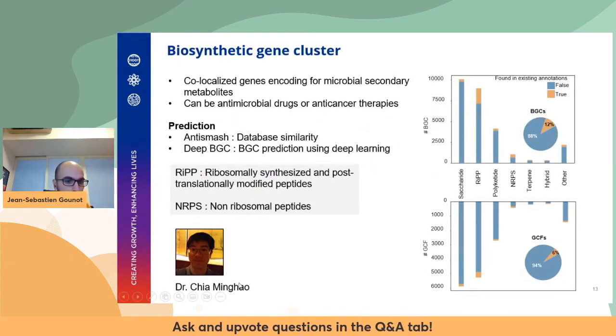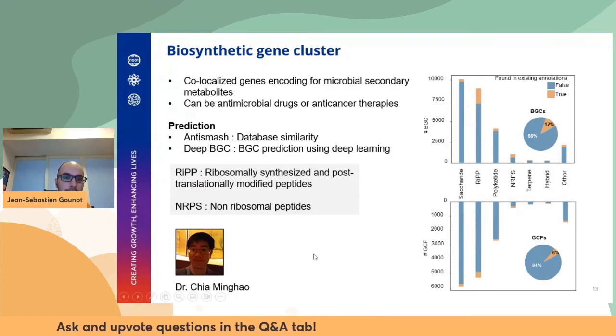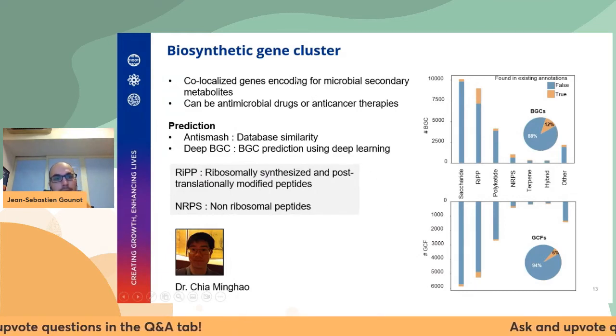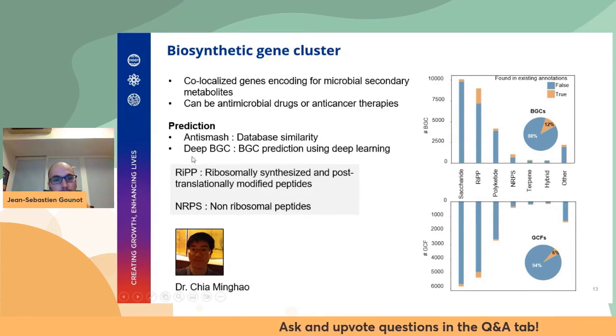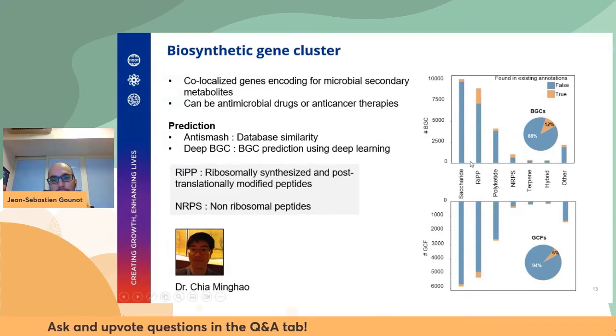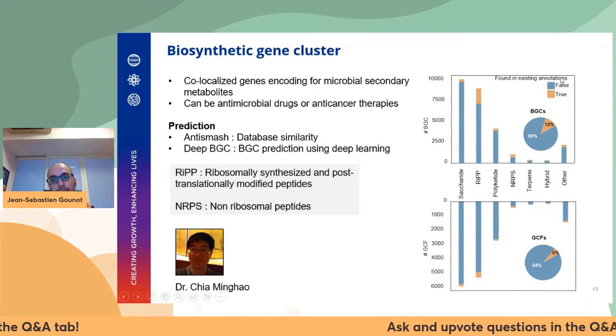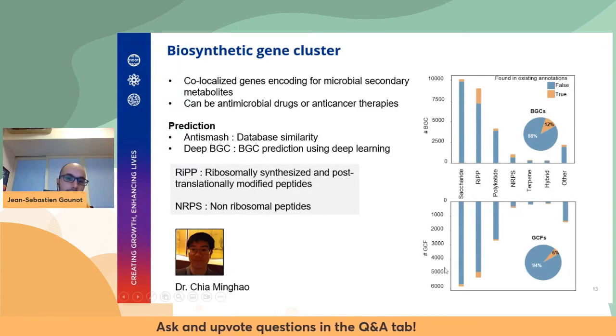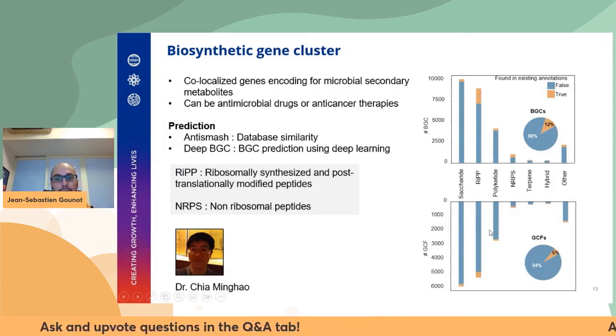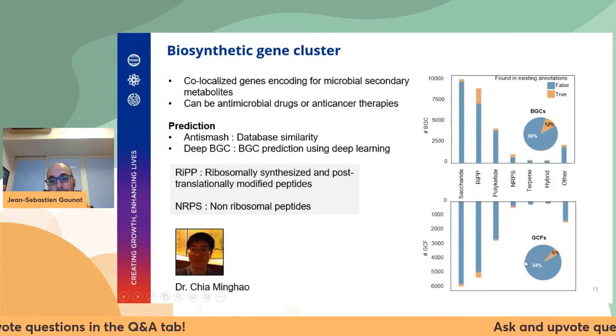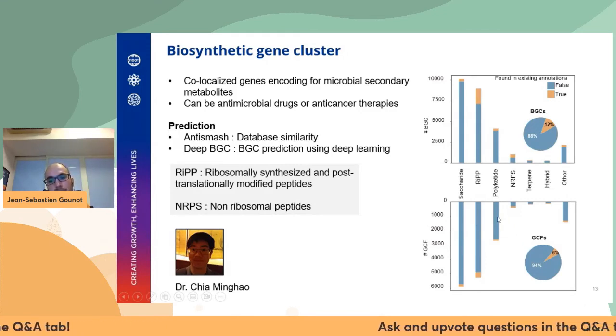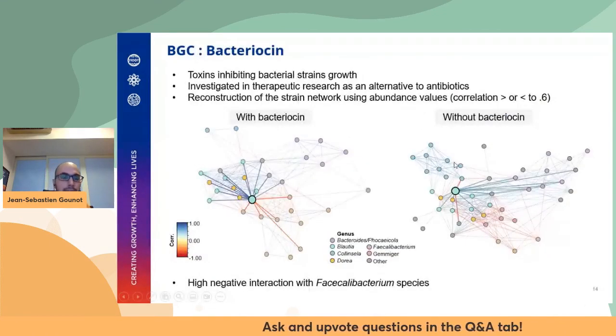So Dr. Chia Minghao in our team has been looking at this, and he's been looking at biosynthetic gene clusters using two different ways, antiSMASH and DeepBGC. And what he found out is there's a very high number of BGCs which are not found in existing annotations, so it's quite novel, 88% of them. And if we group the BGCs into gene cluster families, this number is actually even higher. It's 94% of the GCFs which are considered novel in all of the different categories.